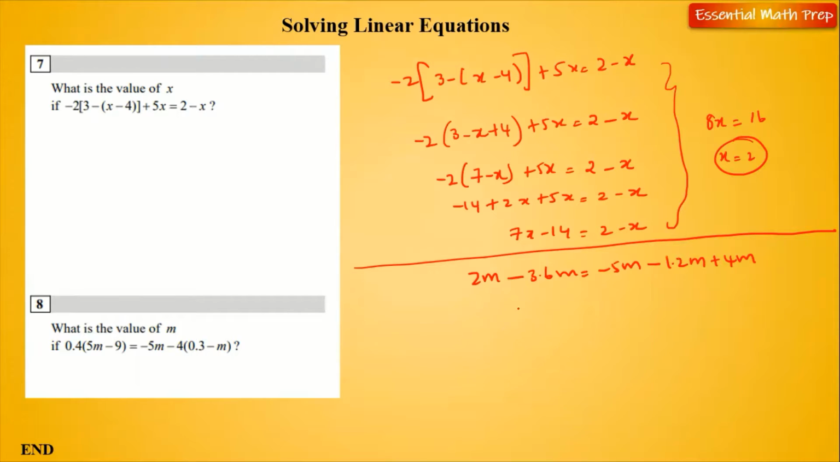So let's bring all the m terms to one side and the whole numbers to the other side. So on this side, we have -m minus 1.2m, and 2 is equal to 2m minus 3.6m. So we can add m on both sides, which would give you 3m equals. We can add 3.6 on both sides, which would give you 3.6 minus 1.2 is 2.4.